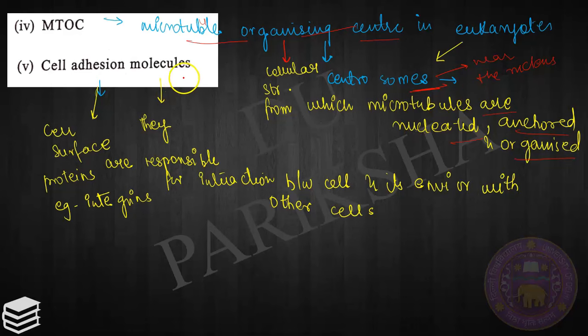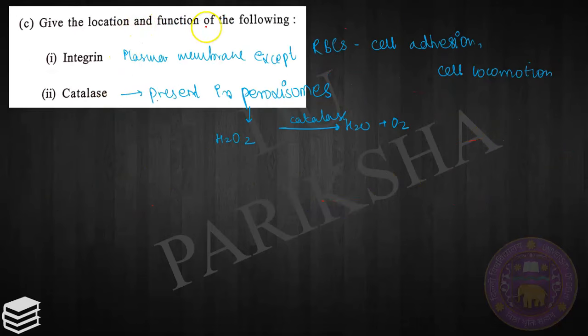Cell adhesion molecules are responsible for the interaction between a cell and its environment or with other cells. They are present on the cell surface, so they are mostly cell surface proteins. All adhesion molecules are cell surface proteins. Example, it is integrin. Now see the third part of the first question.